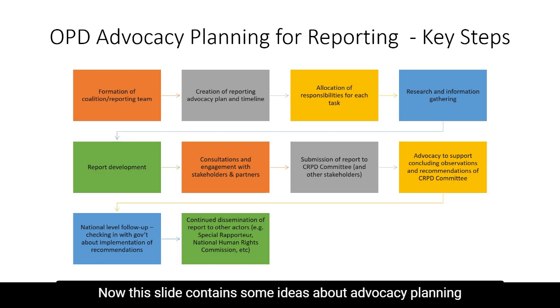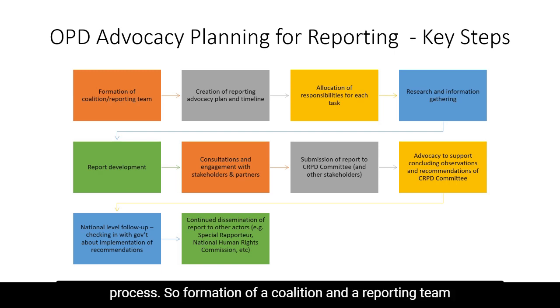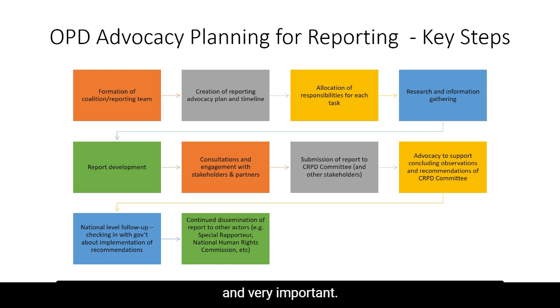Now, this slide contains some ideas about advocacy planning for OPDs so that they can engage effectively in the CRPD reporting process. So, formation of a coalition and a reporting team would be a critical first step. The CRPD committee has issued guidelines for civil society on how to be effective in putting together a shadow report. And one of the first things they talk about is the importance of forming a coalition. The CRPD committee does not have a huge amount of time to read dozens of different reports from different civil society groups. Speaking in one voice is therefore incredibly effective and very important.